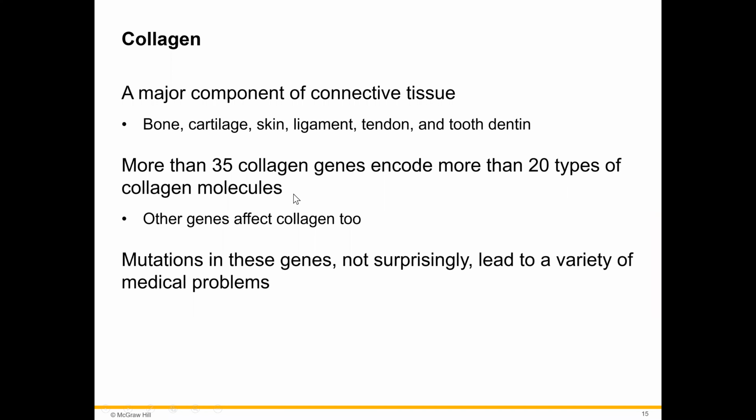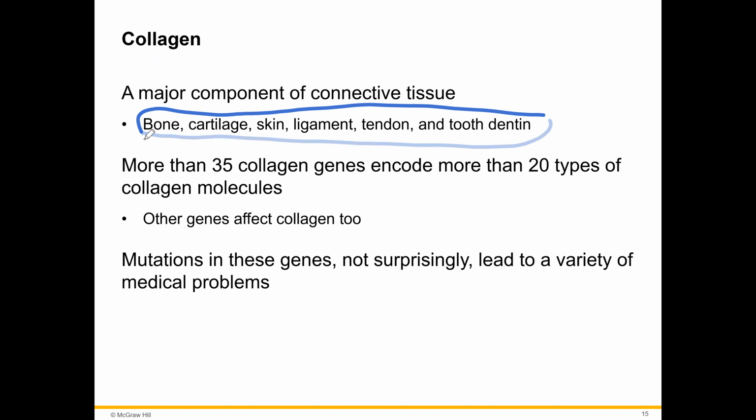Another example of how a mutation can affect our function is collagen mutation. Collagen is a protein. It's a major component of connective tissue. And connective tissue makes bones, cartilage, skin, ligaments. Ligaments attach bones to bones, tendons attach muscle to bones, and there's tooth dentin. Dentin is the chemicals that make your teeth. So collagen is a major component of all these structures and organs.